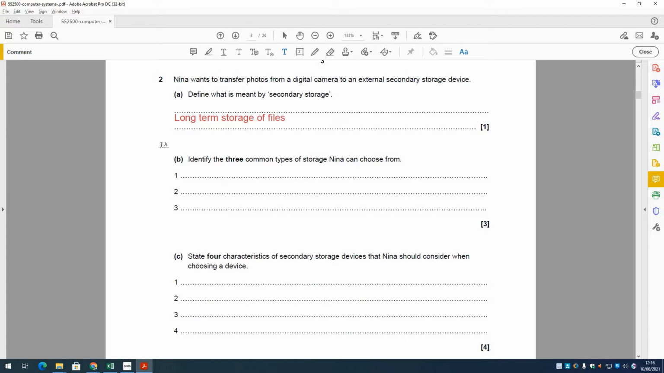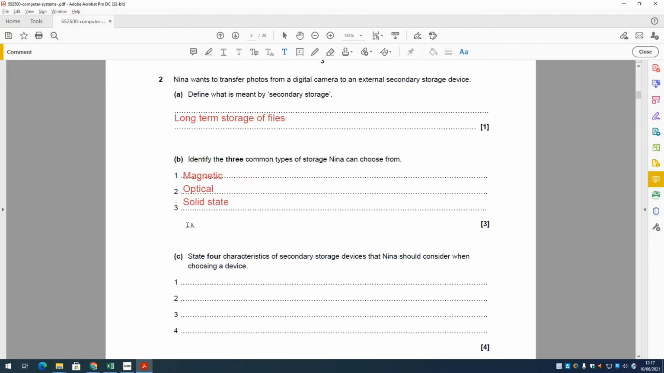Okay. Identify 3 common types of storage Nina can choose from. So this is just a standard 3. So you've got magnetic, and that's like your old school standard hard drives. You've got optical, and then you've got solid state. What you don't want to do is write things like USBs, CDs, because they are your storage devices.